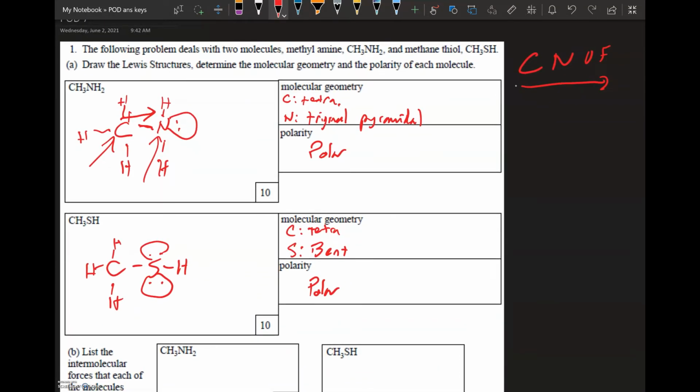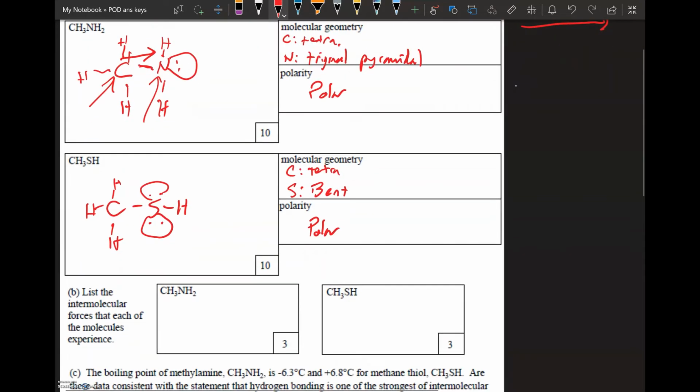So we have our Lewis structures drawn, and what we can use the Lewis structures for is to determine those intermolecular forces of attraction. All right, so we look at the first compound, and well, first thing here is London dispersion.